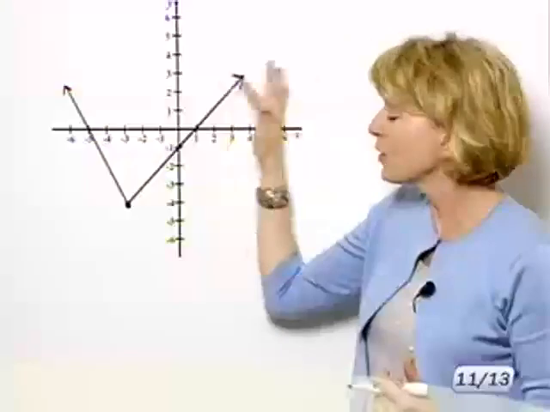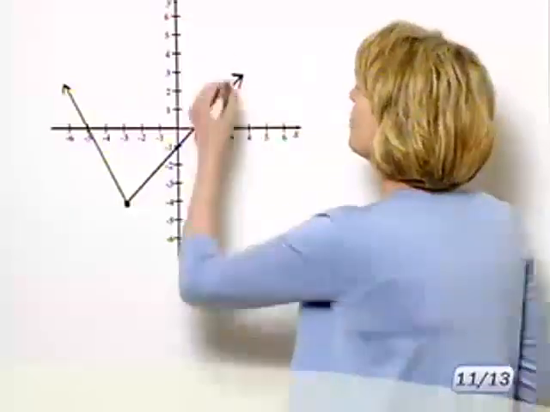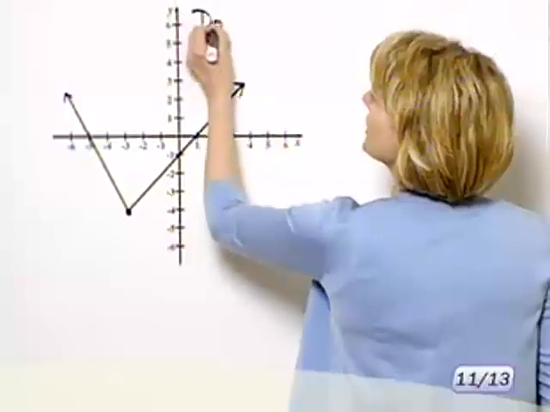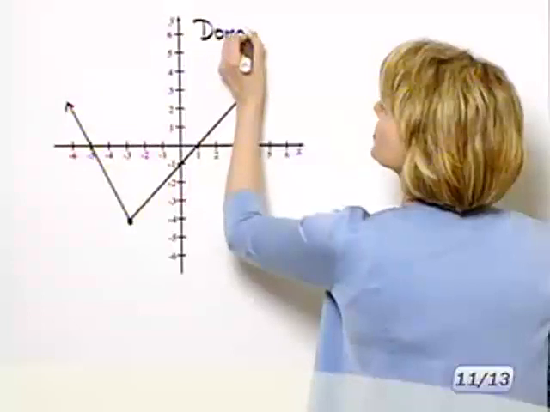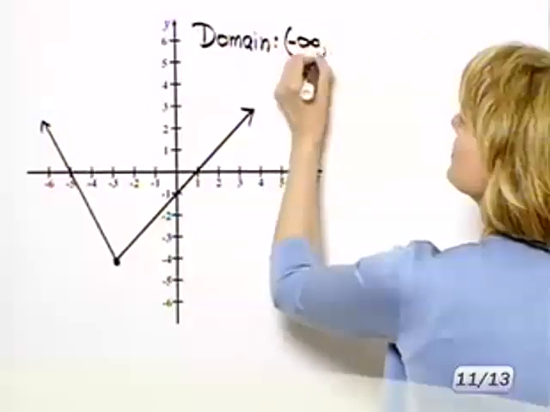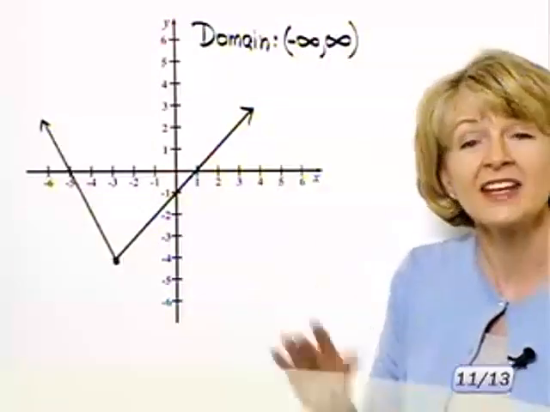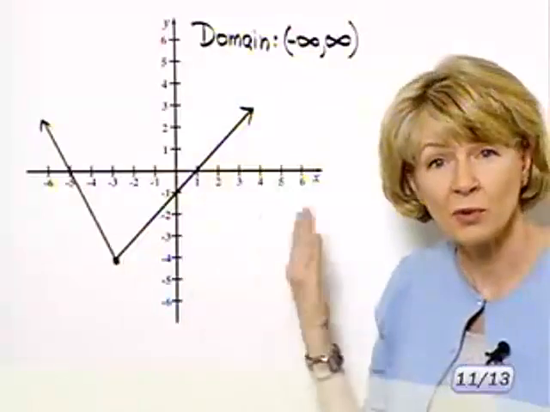And how far in the positive sense does this graph go? Because of this arrow, this graph goes toward positive infinity. So what is the domain? And we'll write it in interval notation. The domain is from negative infinity to positive infinity. Again, for domain, you look how far left, how far right.